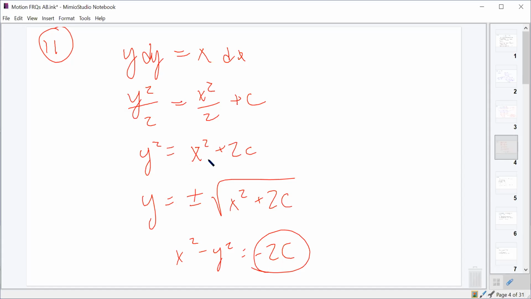B, the x squared and the y squared need to have opposite signs. Neither the x squared nor the y squared is being multiplied by a constant, so C and D don't make any sense. And E is effectively the exact same thing as choice B, which we already eliminated. So we didn't even need to solve for y. We could have just done that from y squared equals x squared plus 2c, rearranged.